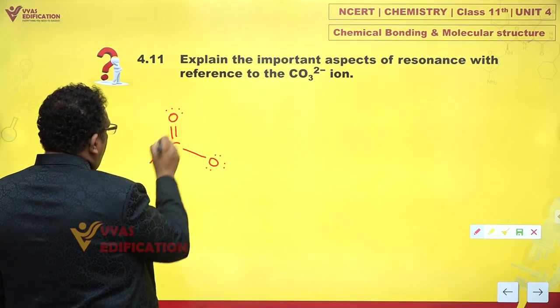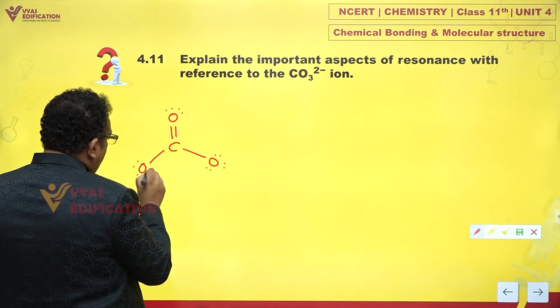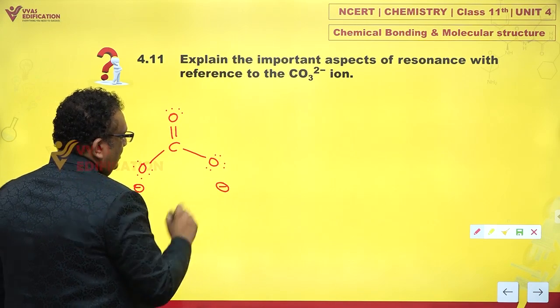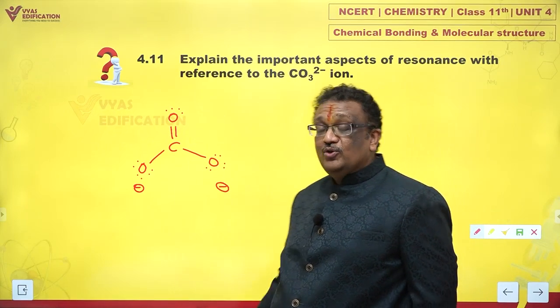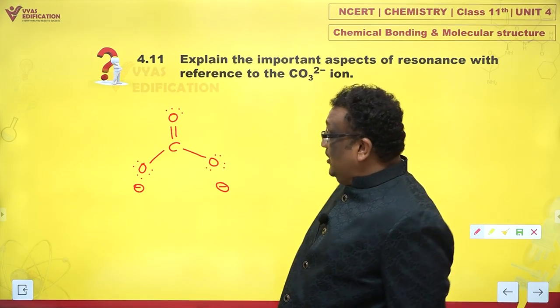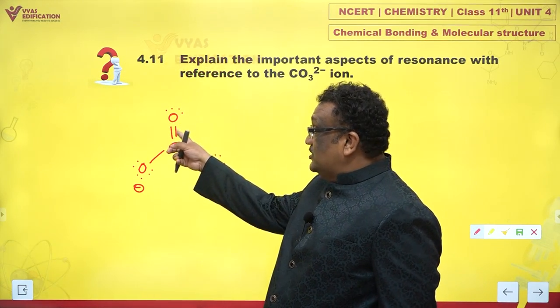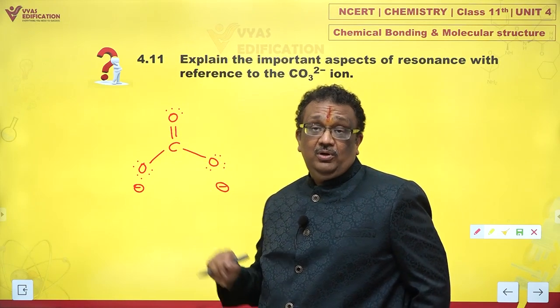If you draw a proper Lewis dot structure of carbonate ion, it appears like this. There are two oxygens with -1 charge each. You have carbon and oxygen like this. And in this structure, if you notice, there is a double bond and there are two single bonds.